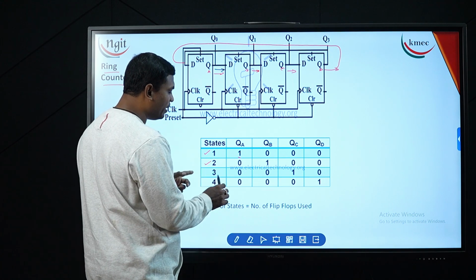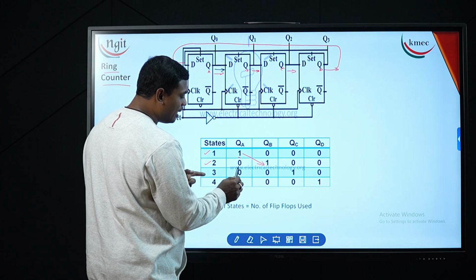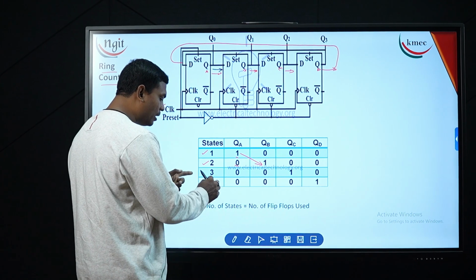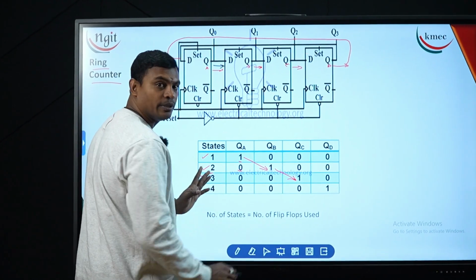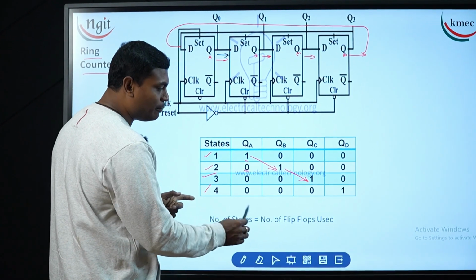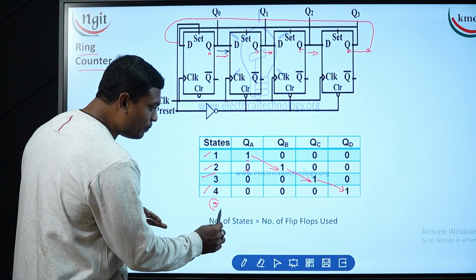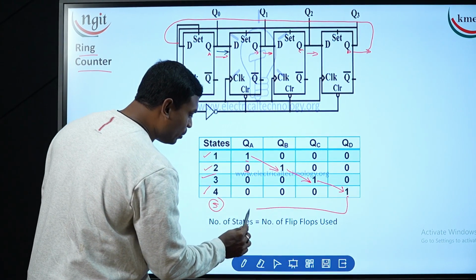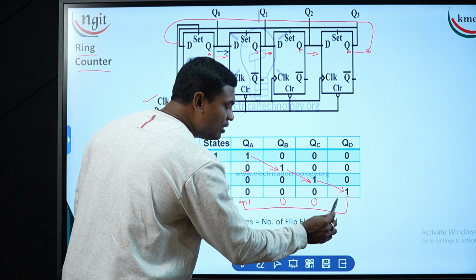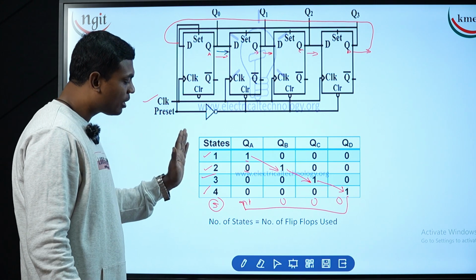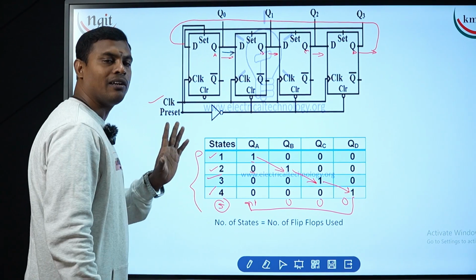Next instance, what happens? This 1 bit will travel to the next one, a 0 will remain here. Third clock pulse, what happens? This will travel to my third flip-flop, this remains as 0 here. At the 4th instance, this 1 will travel to my 4th flip-flop. On the 5th clock pulse, this value will come and be stored at my first flip-flop again. So this becomes 1, 0, 0 and 0, right? So to come to the initial state, it requires totally 5 clock pulses.